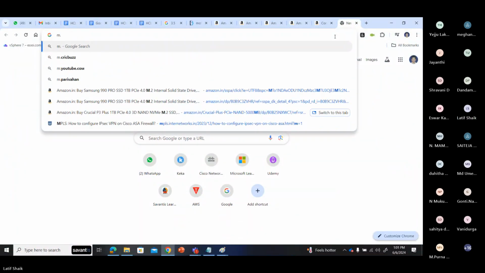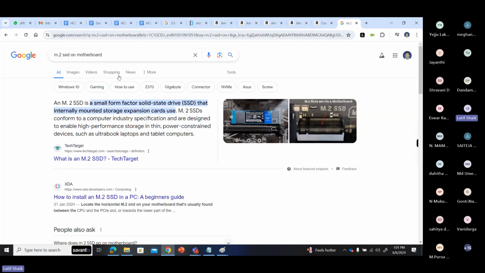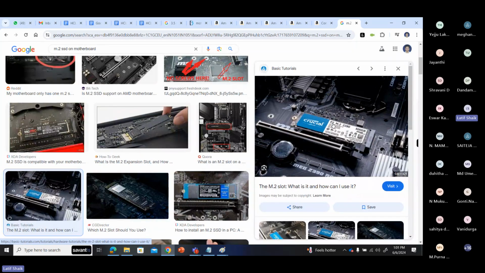M.2 SSDs on the motherboard. So directly on the motherboard you can connect it, not with wires. I told you hard disks and SATA interface SSDs are all connected with a wire cable. This M.2 type of SSD goes directly on the motherboard, and it is 10 times faster than a SATA SSD. Guys, when you are buying a laptop and it comes with an SSD, check what SSD it is, a SATA interface SSD or M.2. Even though M.2 is costlier, it is much faster.